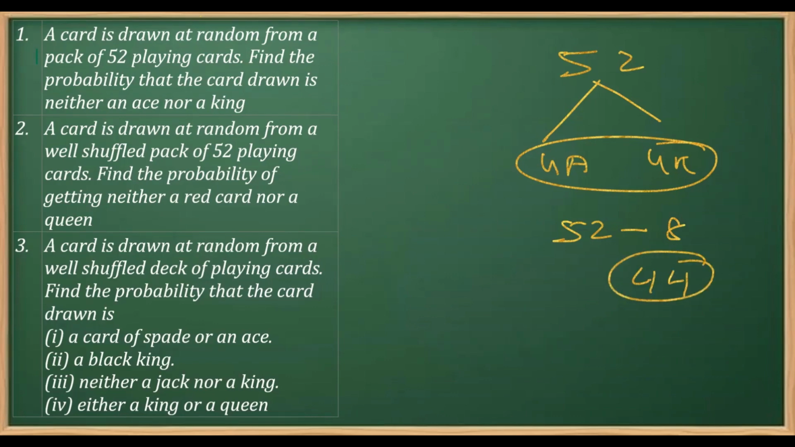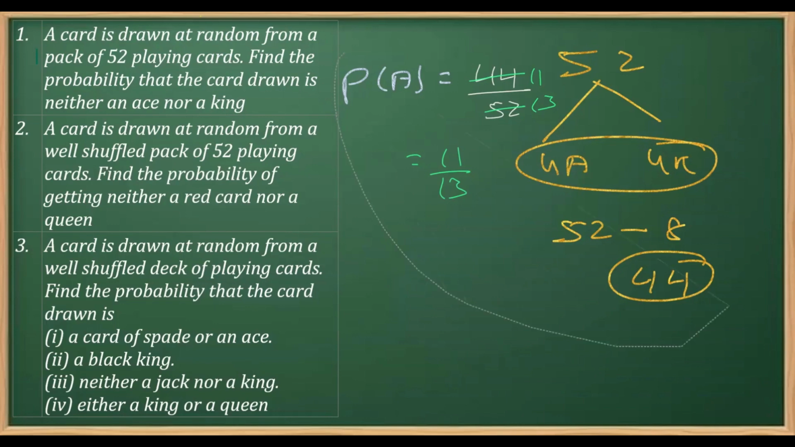If you have to calculate the probability, I'll say for the first part, P(A). In the exam, you have to write down the total number of favorable observations divided by the total number of observations. The favorable observations are 44 and the total is 52. You may further reduce this: 11 times 4 and 13 times 4. So the required probability is 11 over 13. That's for the first part.